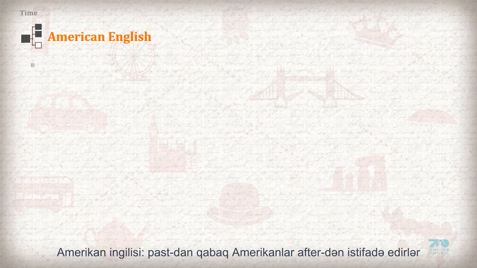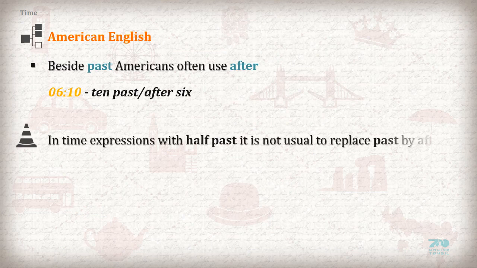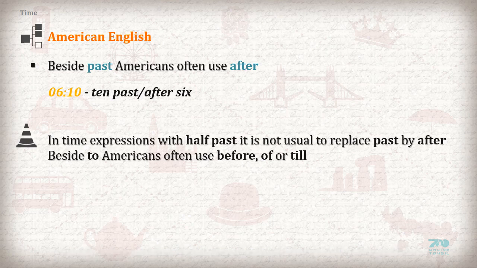American English. Besides past, Americans often use after. Example, 6:10, 10 past or after 6. But in time expressions with 5:30, it's not usual to replace past by after. Besides to, Americans often use before, of or till. Example, 5:50, 10 to, before, of or till 6.